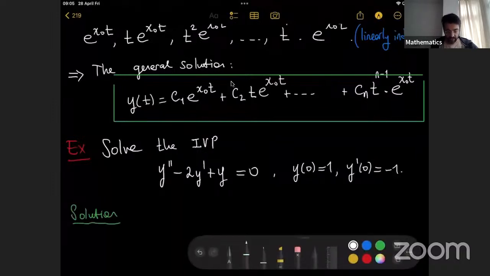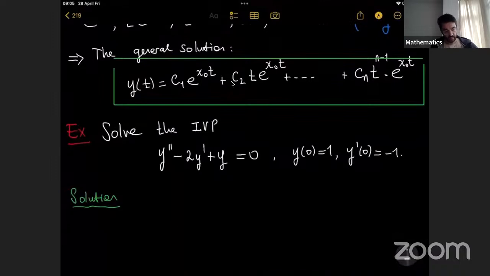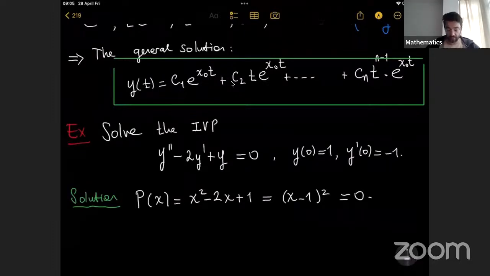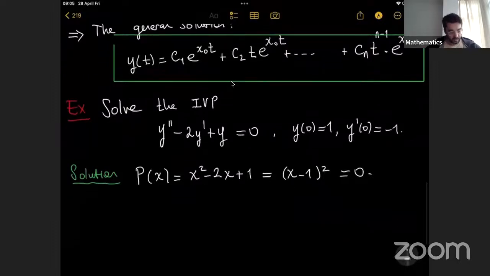So let us write the characteristic equation for this. It's basically p of lambda is equal to lambda squared minus 2 lambda plus 1. And this is nothing but lambda minus 1 squared, right? Is equal to 0. This tells you 1 is a repeated eigenvalue. It repeats twice. Multiplicity is 2 here, okay? So lambda is equal to 1 is a repeated eigenvalue.